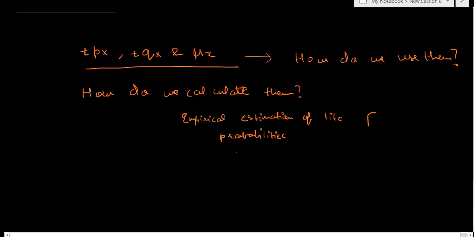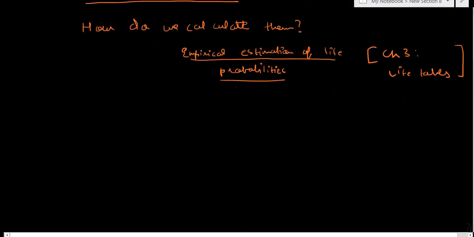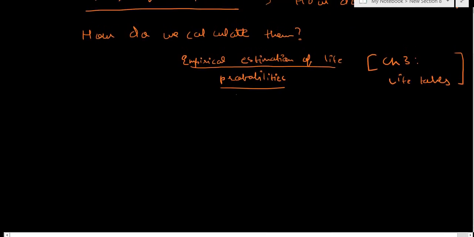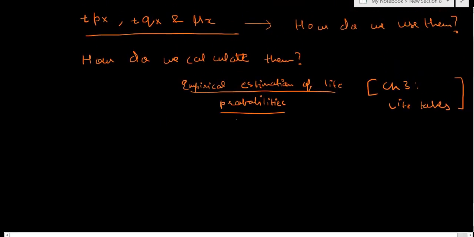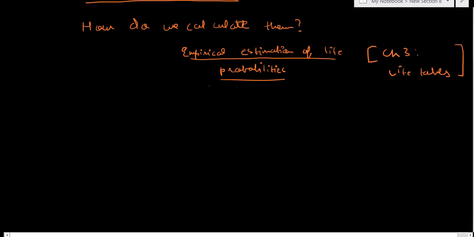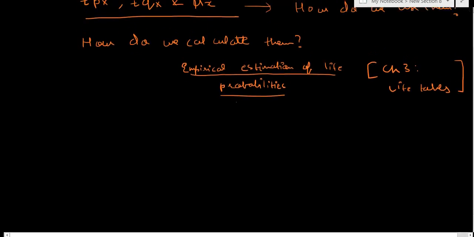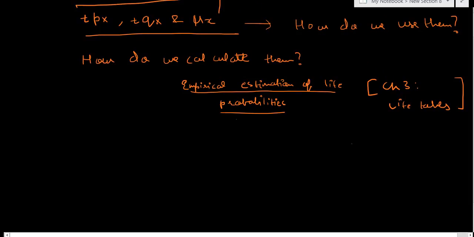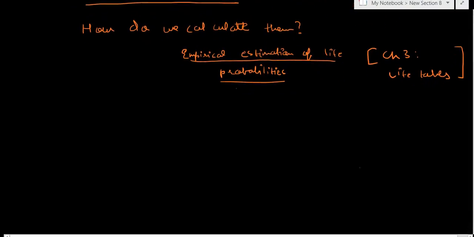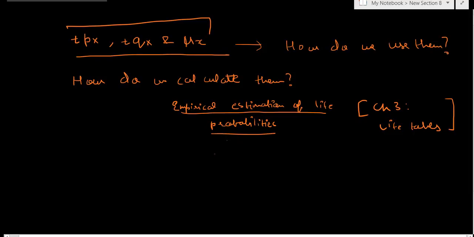This is basically covered in chapter 3, life tables. Now what do I mean by this topic, the empirical estimation of life probabilities? You see, the thing is that these survival and mortality probabilities, if I'm an insurer, I would need some sort of data to go on with and calculate these quantities. The calculation of these quantities using data is referred to as empirical calculation of probabilities.